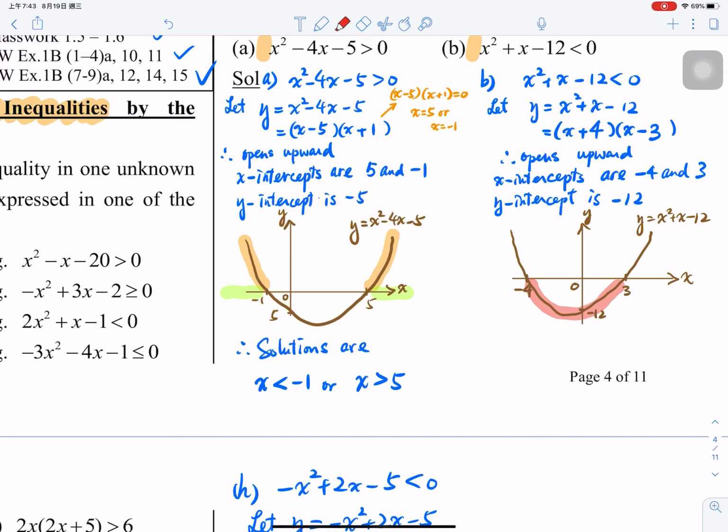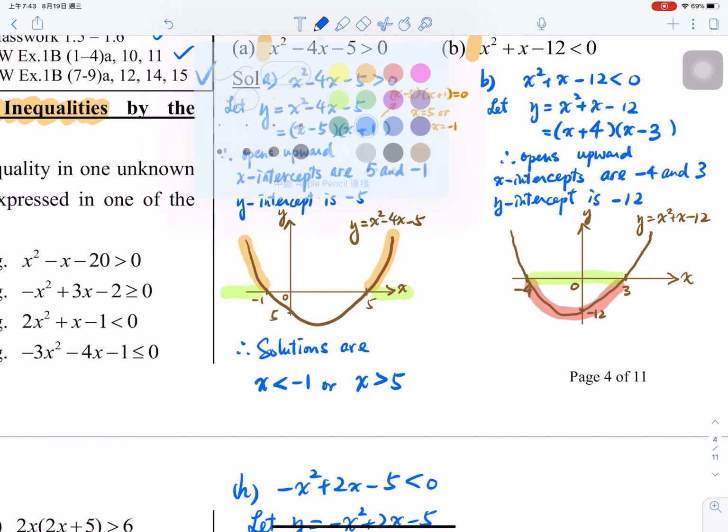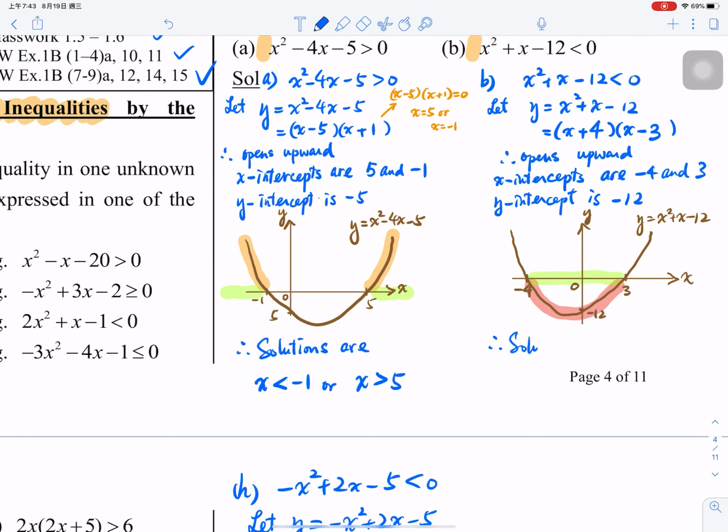Then where are the corresponding values of x? Correct. In between these two x-intercepts, right? So as a result, maybe use this one. Solutions are, okay, x in between negative 4 to 3. Correct. Okay? Understand?